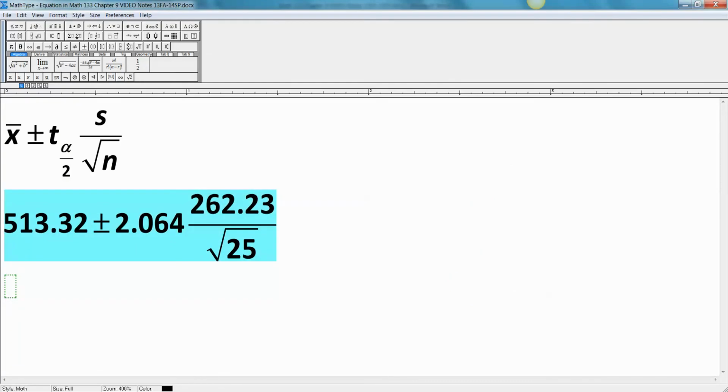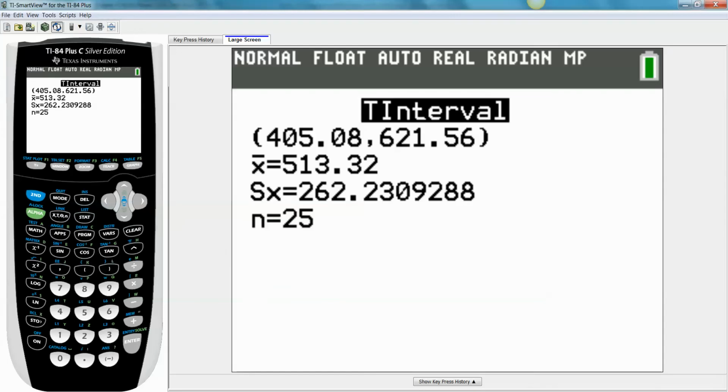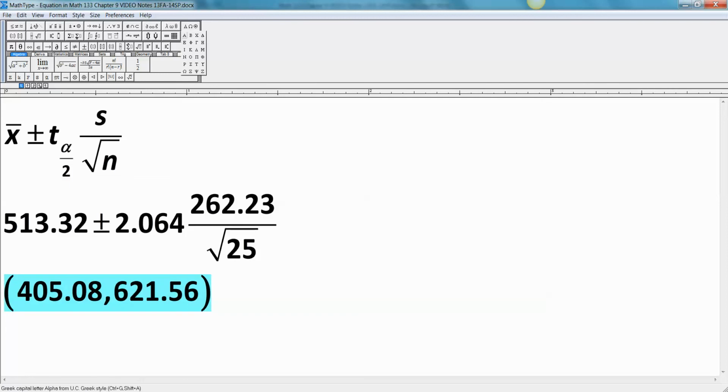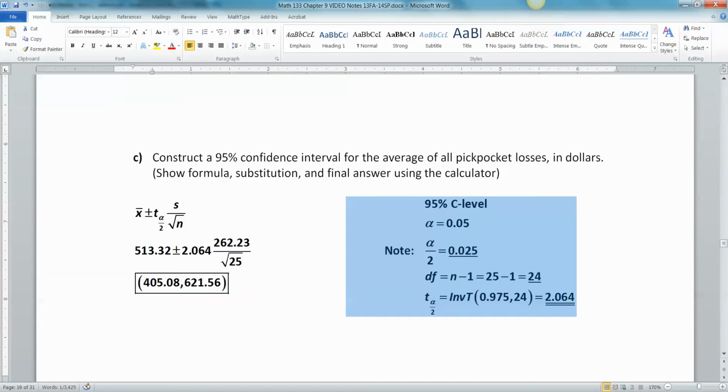Okay, so we get results of 405.08 comma 621.56. And there you go. That's your confidence interval. Of course, you could type it in by hand. It's not like anybody's stopping you. And you might have to if you don't have a more powerful calculator. But that's how to get the calculator to do it for you.